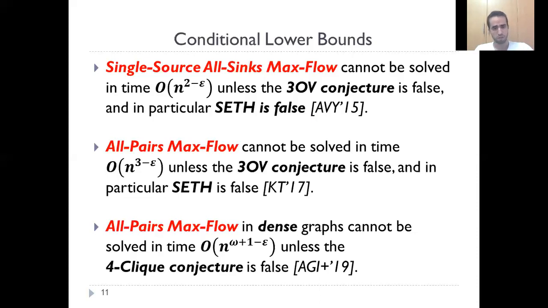We also have a conditional lower bound for dense graphs for the all pairs max flow version, which states that unless the 4-clique conjecture is false, this problem requires n to the omega plus 1, where omega is the fast matrix multiplication exponent. The 4-clique conjecture states that one has to spend n to the omega plus 1 time in order to find 4-cliques in a graph. And there is also an algorithm with this running time.